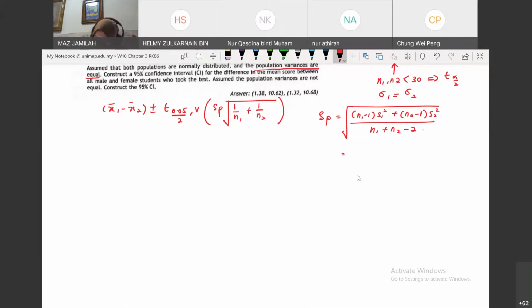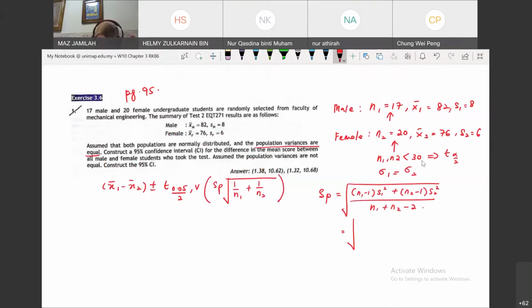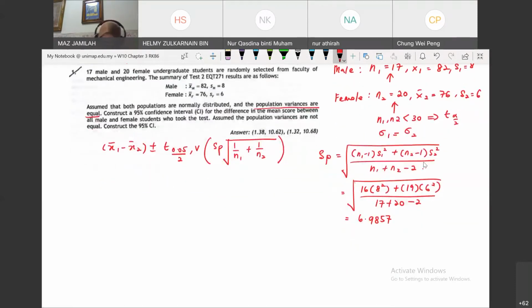So put everything according to the value. So you have n1 minus 1 is 16, multiply with s1 squared, so that will be 8 squared, plus 19 multiply with 6 squared, divided by 17 plus 20 minus 2. If you put everything together, you will get 6.9857. Okay, done with SP. What about the square root of 1 over 17 plus 1 over 20?